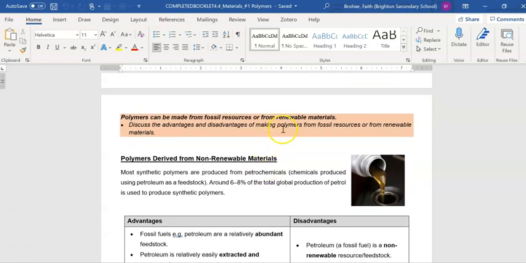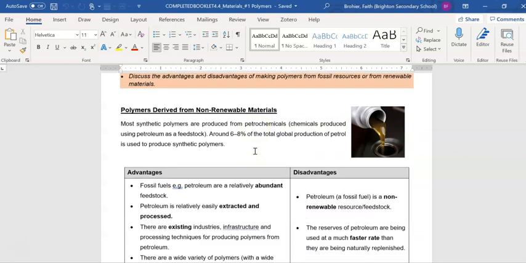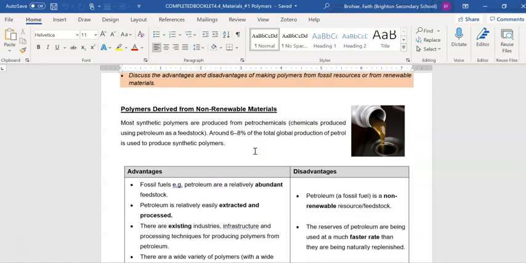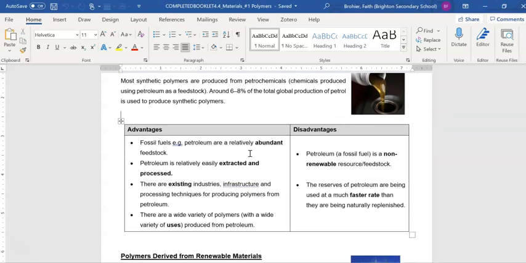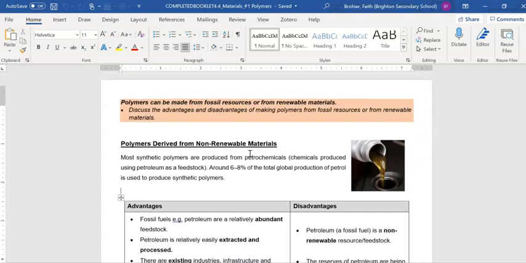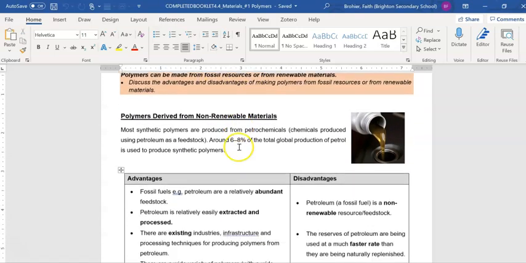So you can get polymers from fossil fuels or you can get them from renewable resources. And about 6 to 8% of the total global production of petrol is used to produce synthetic polymers, which you may not have realized. You do need to be able to talk about the advantages and disadvantages here.